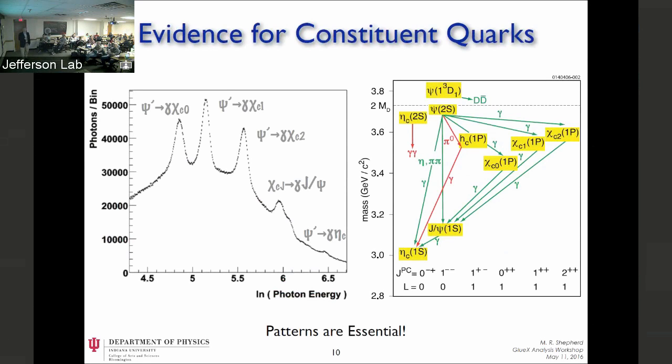And the thing, I mean, it seems completely obvious, but the key point I want to make here is that patterns are essential, right? So if I gave you any one of these states in the spectrum and you measured the transition to that state, that doesn't really tell you so much about the constituent quark model.